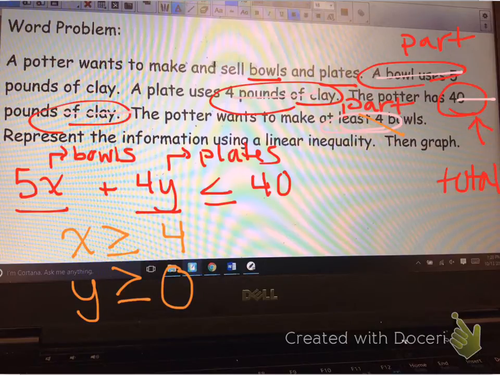So my suggestion for you in these problems is you're thinking about what parts make a whole, and you're also making sure you're labeling your variables so you're very clear on what is what. My x are my bowls, my y are my plates, my x are my days on the canoe, my y are my days on the bikes for the previous problem. Then it wants us to graph this system, okay? I'm going to graph that on the next page.